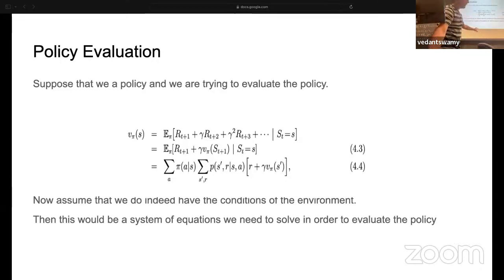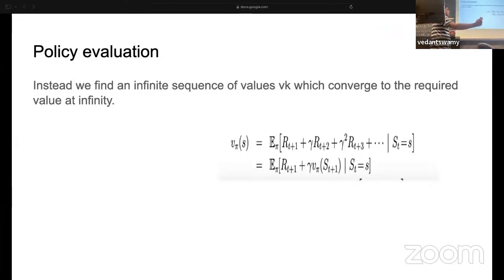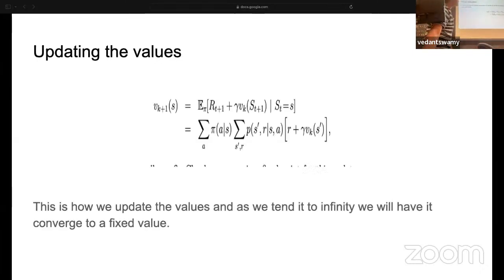In order to evaluate the policy, we generate an infinite sequence of values which would converge to the value function, the value of the particular state. So how we do this is, again, we substitute the rest of the things inside the state st plus 1, and we have this stage right now. So we substitute the previous value vk that we had for state st plus 1 in order to get the k plus 1 value of the state. So after we generate such values of vk, as k tends to infinity, it would converge to a particular value, and that value would be the fixed value of the particular stage for that particular policy. Does that make sense?